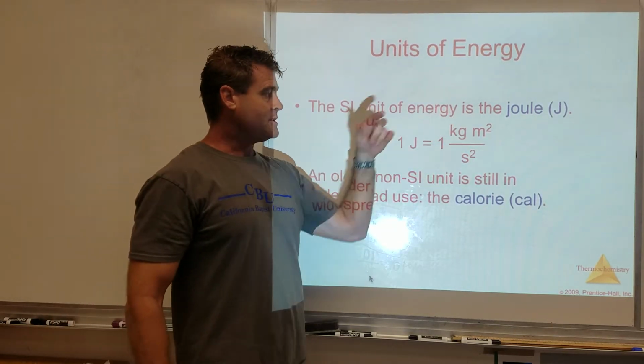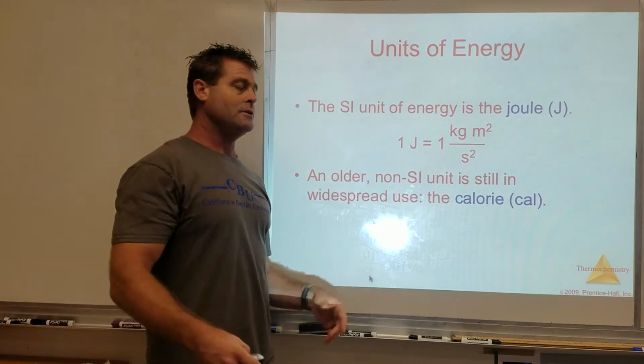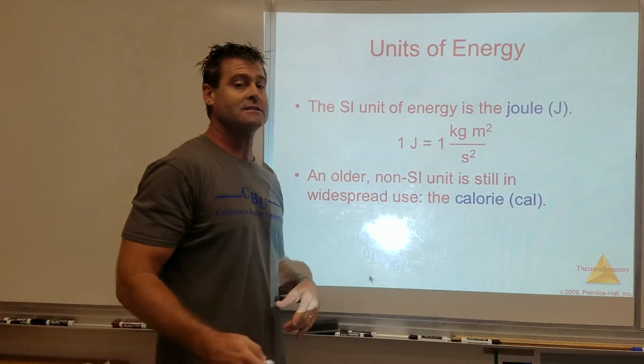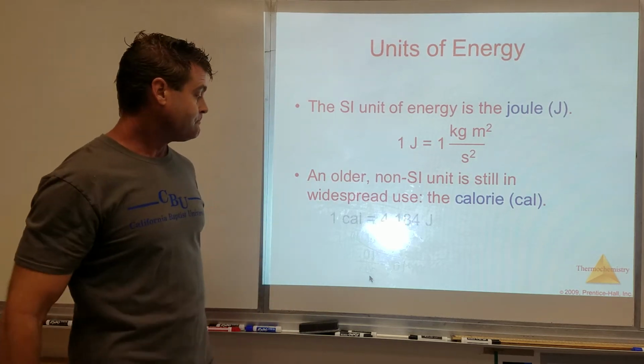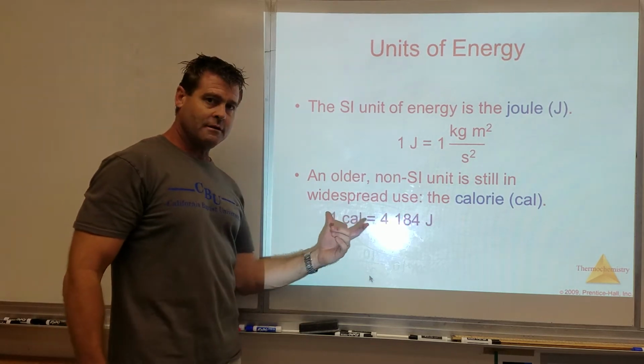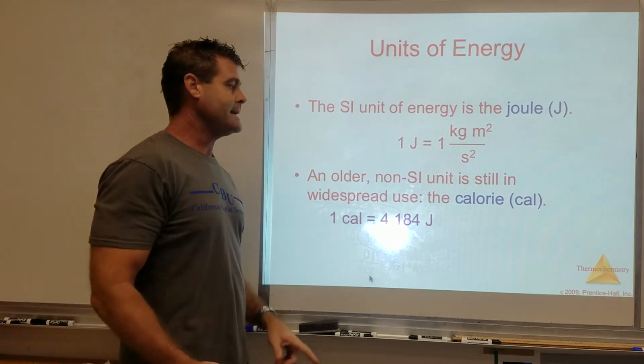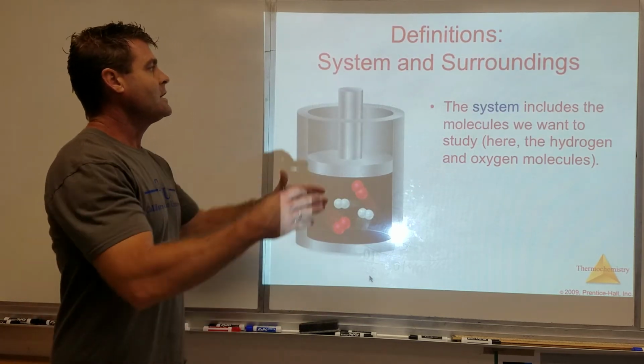So this is used internationally, but we use obviously in the US calories. But you guys remember your food calories are actually a big C calorie. It's actually 1,000 of these small c calories. But here's a conversion that you guys want to write down, so that way we can always convert between joules and small c calories.